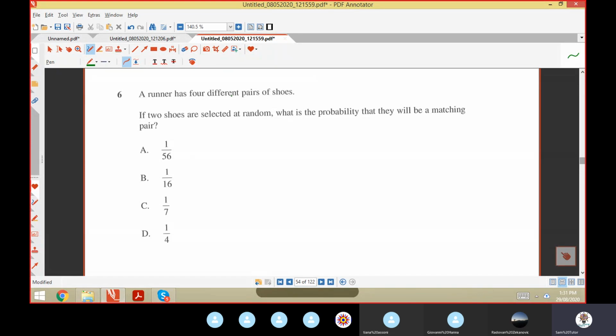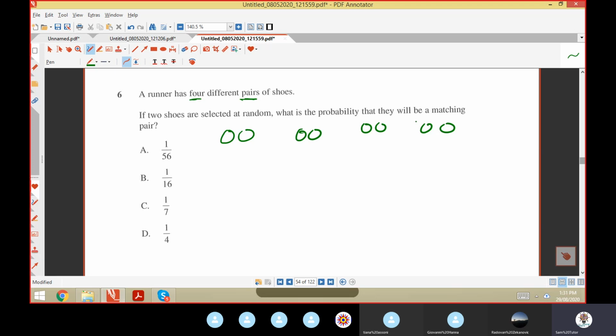Number 6. A runner has 4 different pairs of shoes. If 2 shoes are selected at random, what is the probability that there will be a matching pair? Okay, if you can't picture it, try to draw it up. You've got 1, 2, 3, 4, 5, 6, 7, 8. You've got 8 shoes.